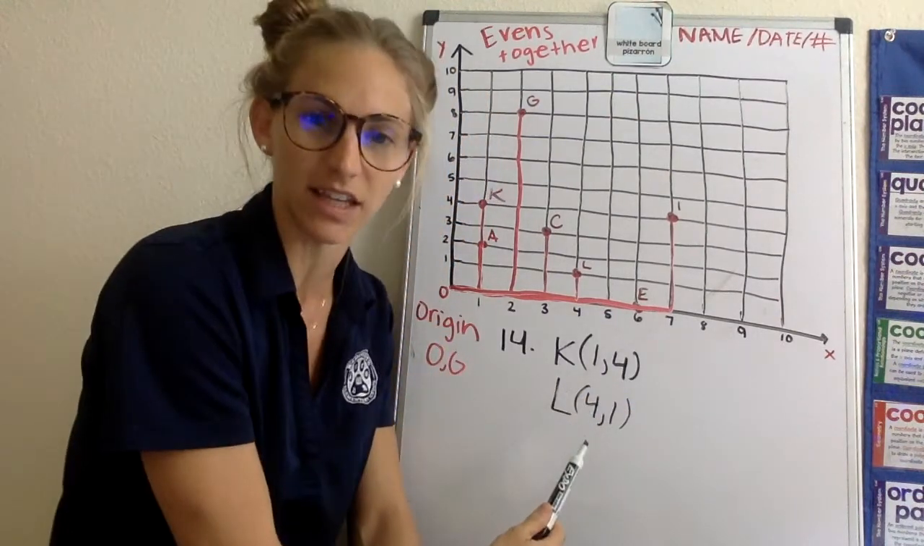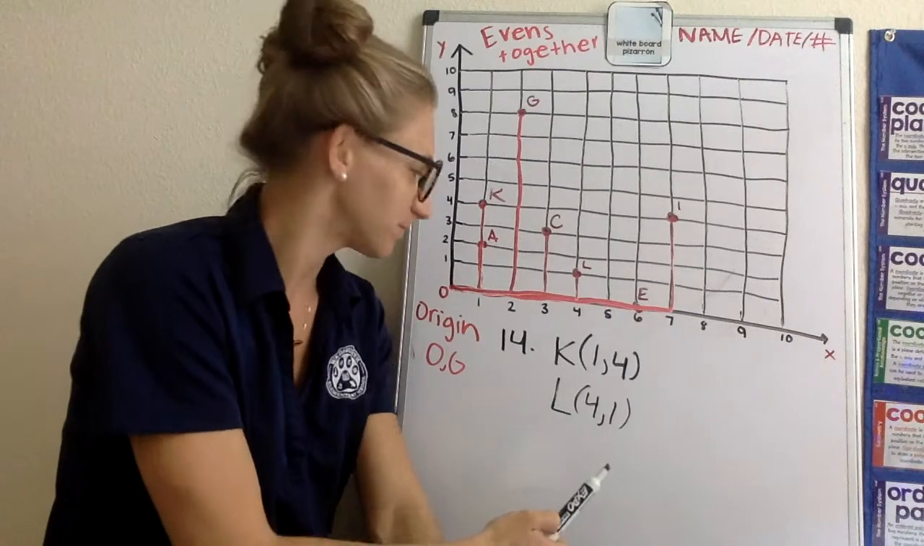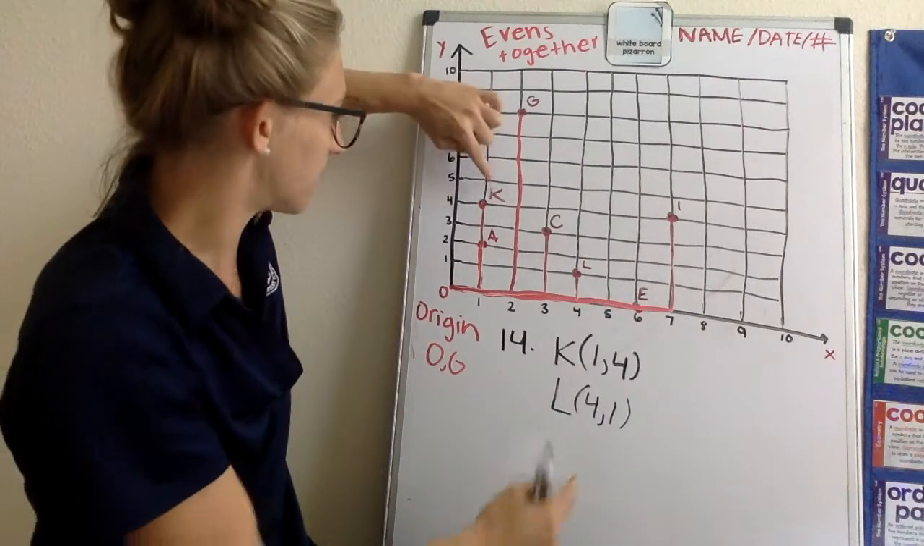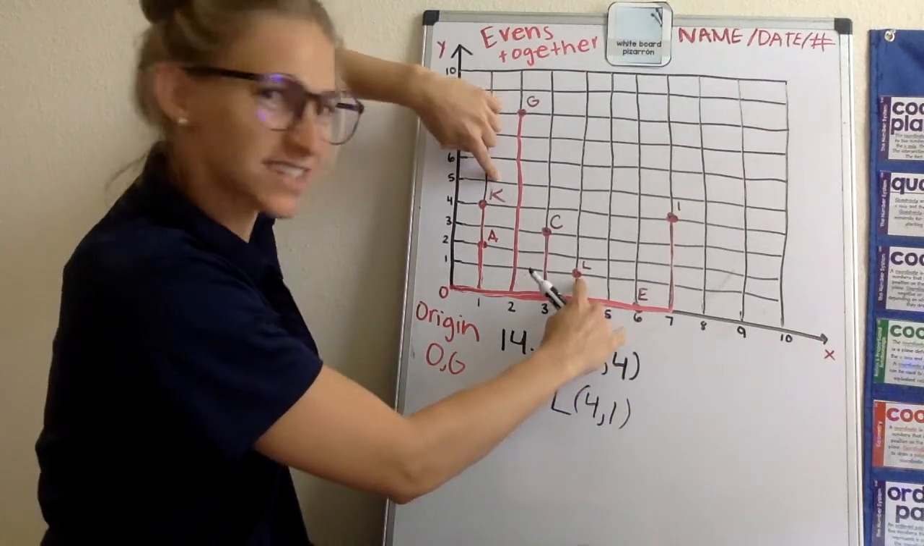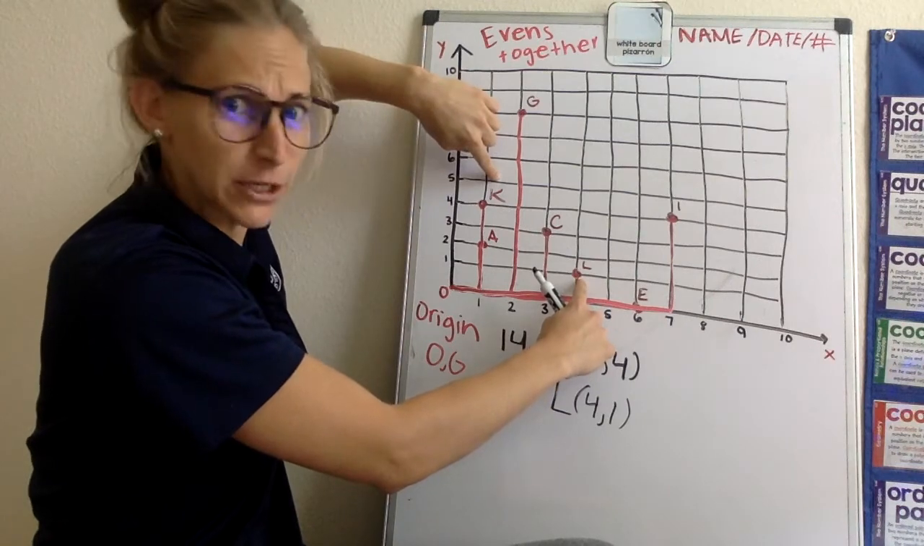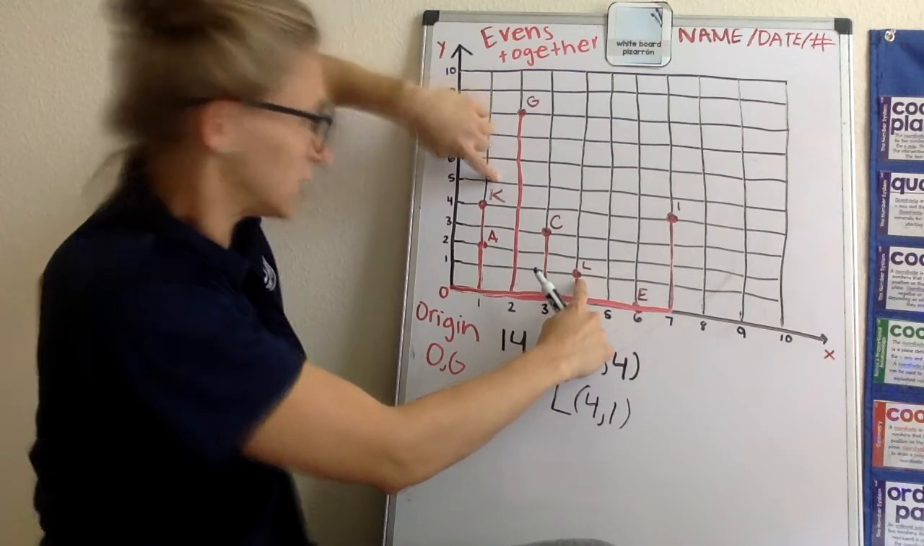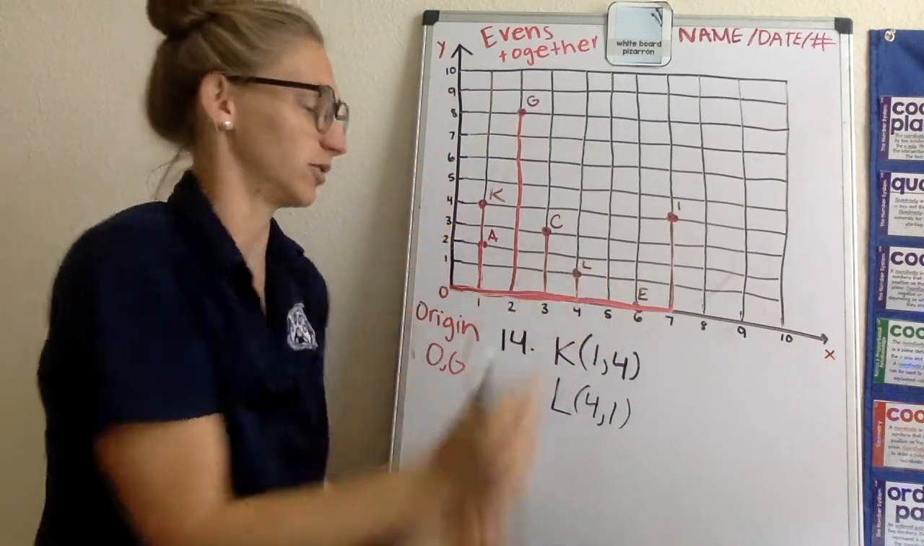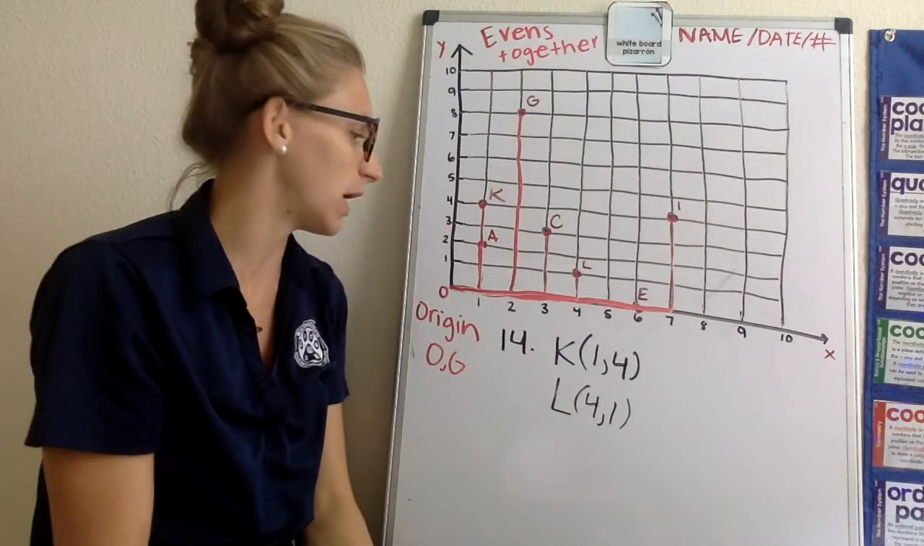Well, taking a look at these, how are they different? Well, if K is up here and L is up here, are they in the same spot? No, they are not. So they're different because based on their locations, they're not in the same spot.